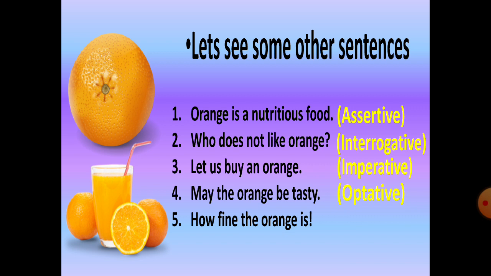If a sentence expresses the meaning of a wish, a prayer, or a blessing, then this type of sentence is called an optative sentence. যে সেন্টেন্স দ্বারা ইচ্ছা, আকাঙ্ক্ষা, প্রার্থনা, আশীর্বাদ বোঝায়, ওই সেন্টেন্সগুলোকে বলা হবে optative sentence. Now come to the last one. How fine the orange is. বাহ, কি মজা কমলা লেবুটি.